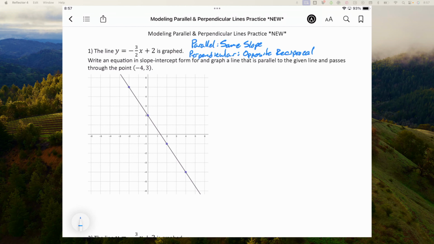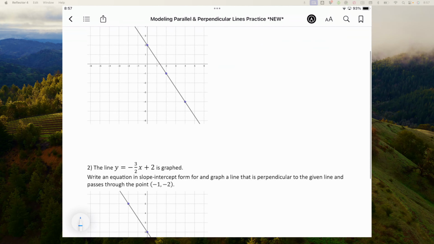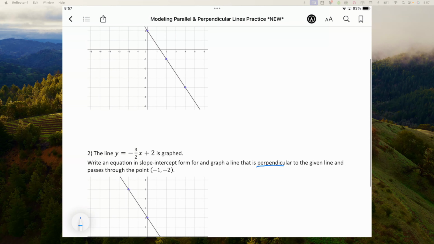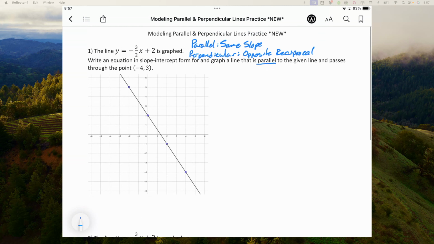Okay, so the important thing to remember here is that parallel lines have the same slope, and for perpendicular lines, the slope is opposite reciprocal. And so for each of these on the page, the first one is going to be parallel, the second one is going to be perpendicular. And so we are asked to do two things. We are asked to create an equation in slope-intercept form, and we are asked to graph the new line.